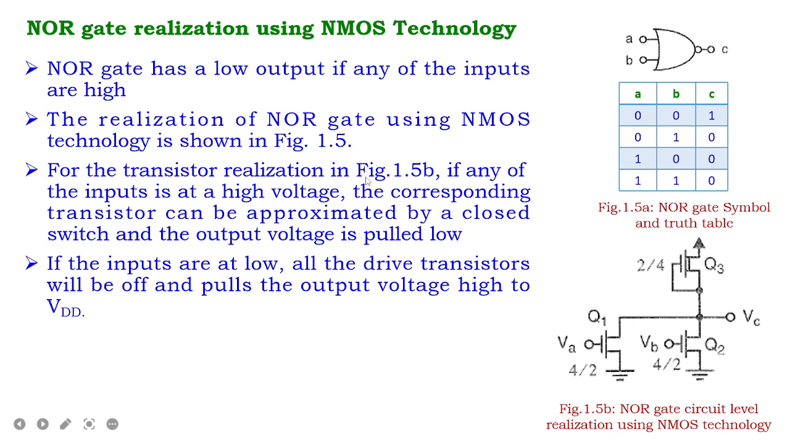For the transistor realization in figure 1.5b, if any one of the inputs is at a high voltage, then the output goes to 0. The corresponding transistor can be approximated by a closed switch and the output voltage is pulled low. If the inputs are all low, then all the drive transistors will be off and the output voltage is pulled high to VDD. So, thank you.